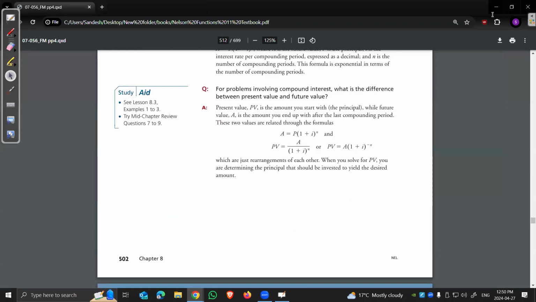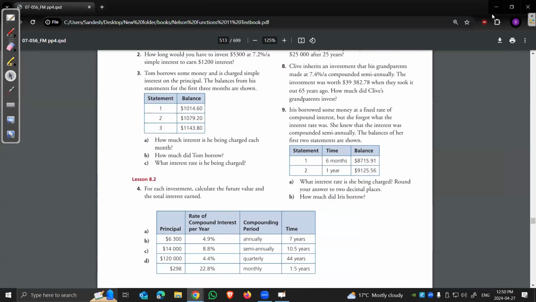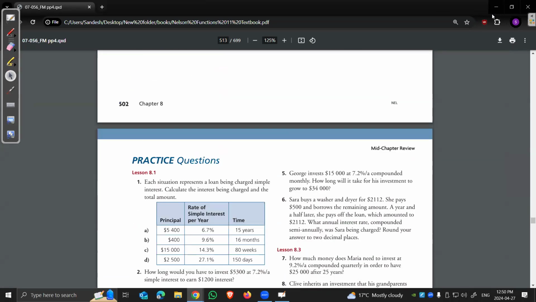Is this making sense? Is it difficult? No.